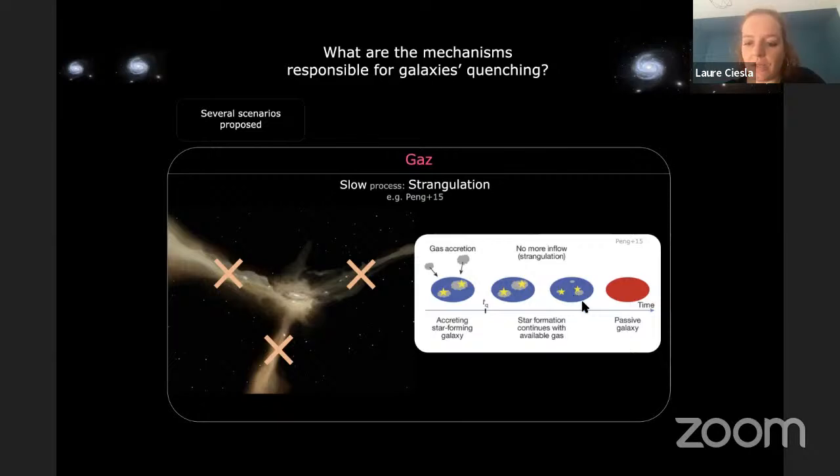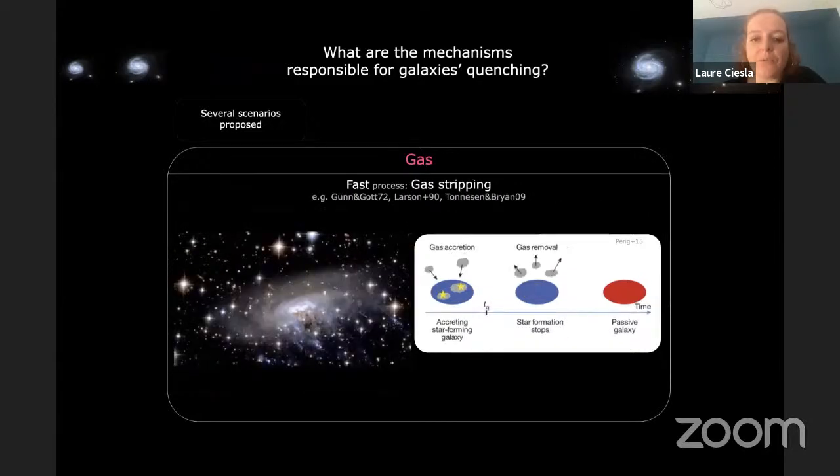It will be consumed. And at the end, the galaxy will be passive. So this is what we call strangulation, for instance. And this is a slow process because you have to consume the gas that is already there in the galaxy. So it will take time to consume the gas and then become passive.